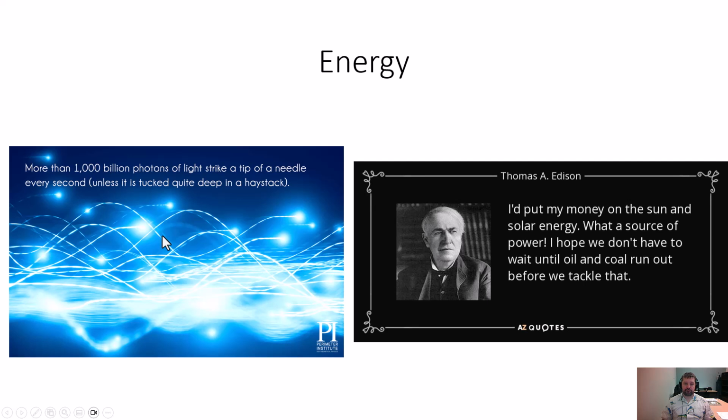In fact, the plants on the planet only use about 1 to 2% of the energy that hits the planet to do photosynthesis. So the energy can definitely be utilized by solar panels and whatnot without affecting the sun, and the sun itself is sending the energy out to begin with. But just think about that. More than 1,000 billion photons, little packets of energy, are hitting the very tip of a needle every second. It's a huge amount of energy that is potential to do work.